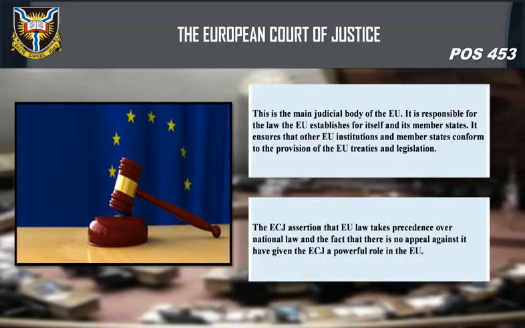The European Court of Justice. This is the main judicial body of the EU. It is responsible for the law the EU establishes for itself and its member states. It ensures that other EU institutions and member states conform to the provisions of the EU treaties and legislation. The ECJ's assertion that EU law takes precedence over national law, and the fact that there is no appeal against it, have given the ECJ a powerful role in the EU.